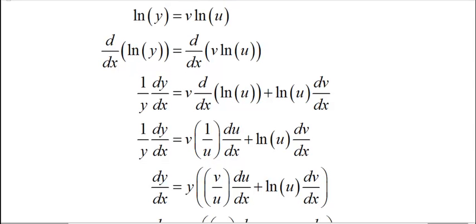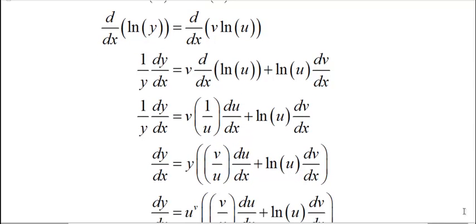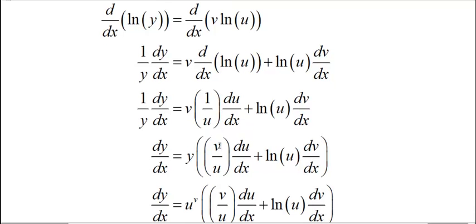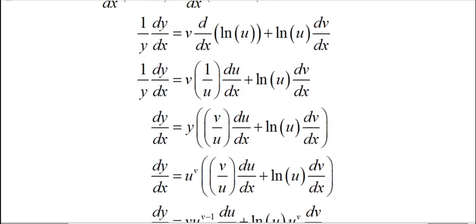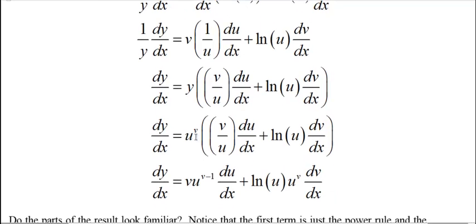Now let's go back and substitute what y is in there. I also wrote v times 1 over u as v over u here. Now y is u to the v, and I'm going to distribute that. Well, now when I multiply it by this first one, I have a u to the first in the denominator, so that cancels out one of these powers, or subtracts 1 from the power. So I have v times u to the v minus 1 times du over dx, plus I have the natural log of u times u to the v times dv over dx. And so this is what I call our generalized power-exponential rule.